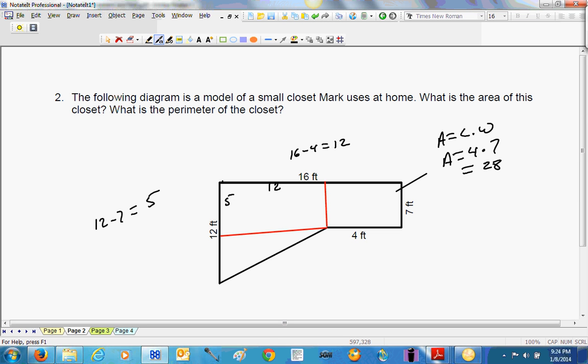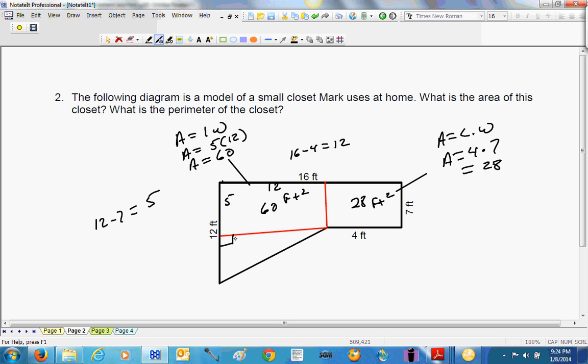So all we have to do now is multiply 5 times 12 to find this area. So again, let's find this particular area. Area is equal to length times width, so area is equal to 5 times 12, and area is equal to 60. So again, I have 28 feet square here, and here I have 60 feet square. The only thing we need to do now is work on our particular triangle.